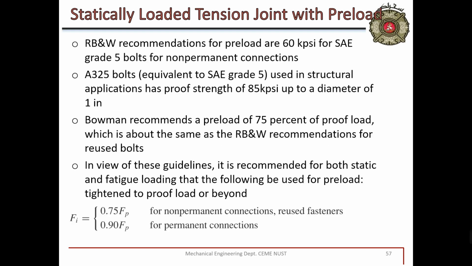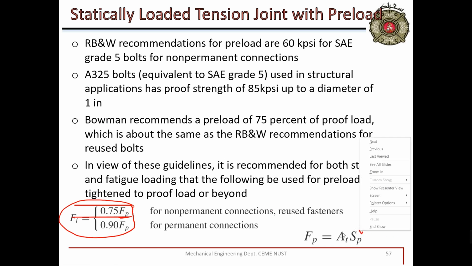And after that, there has to be a relationship between proof strength and Fi. After going through all this study, the final equation we arrived at was this. In this equation, you know Fp, which is proof load. For any bolt, you can calculate AT from tables A-1 and A-2. This SP you can take from tables A-9 to 11.